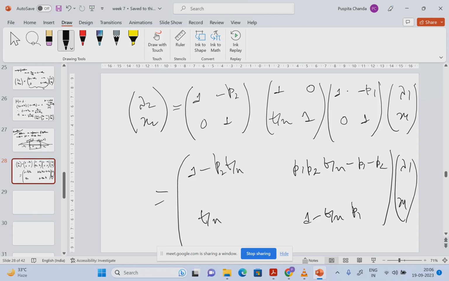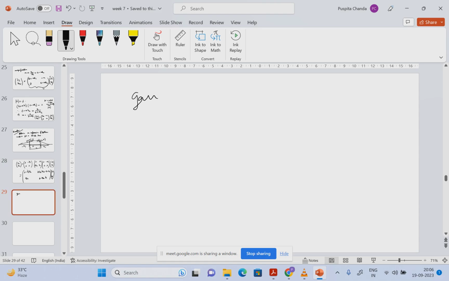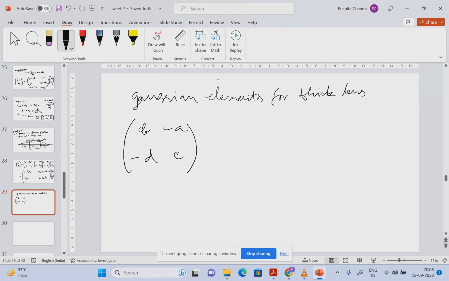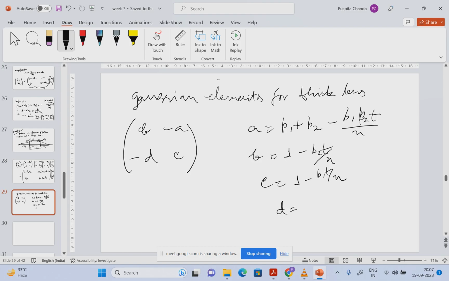So the Gaussian elements for the thick lens we know are of the form like this. So A will be P1 plus P2 minus P1 P2 T by N. B is 1 minus P2 T by N. C is 1 minus P1 T by N. D is minus T by N. Okay. For a thin lens, all we need to do is T tends to 0.